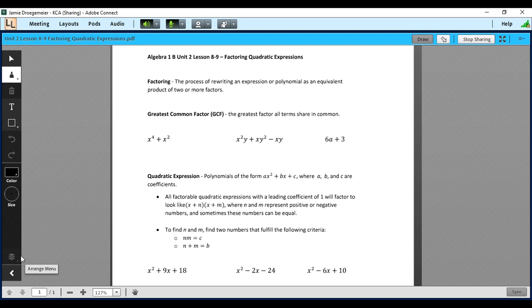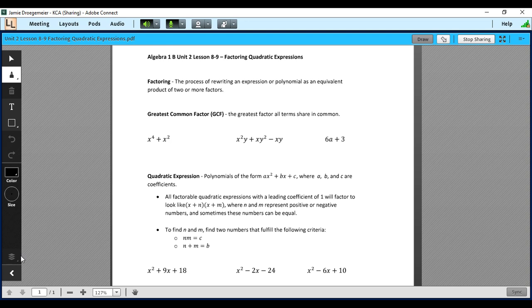Today we are working in Unit 2, Lessons 8 and 9, which talks about factoring quadratic expressions. So again, a few different vocabulary terms that we're going to be looking at. Factoring, as it says there, means rewriting an expression or a polynomial as an equivalent product of two or more factors.